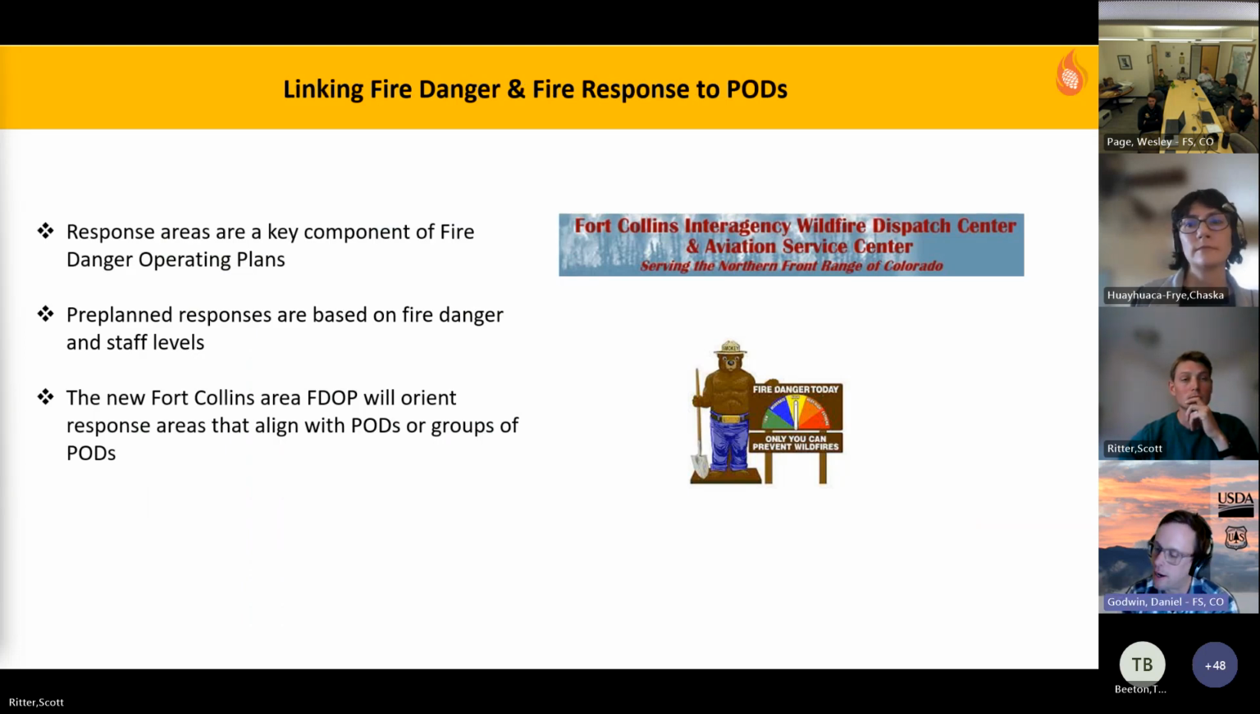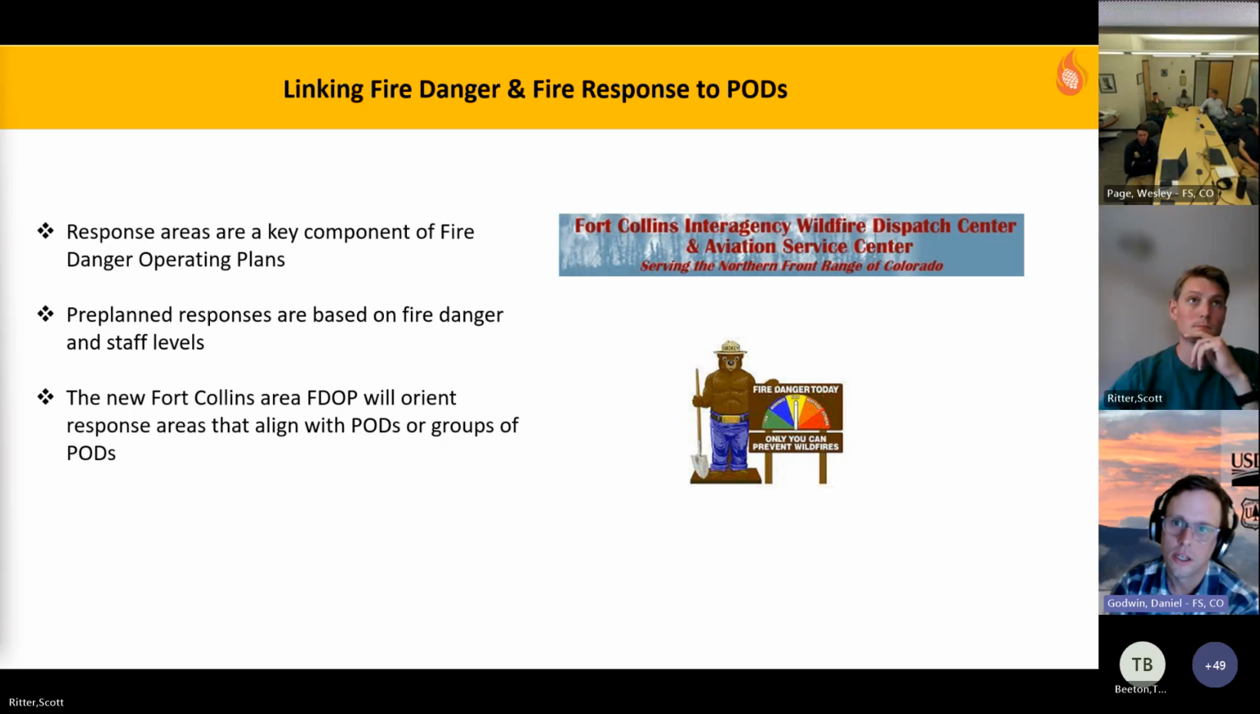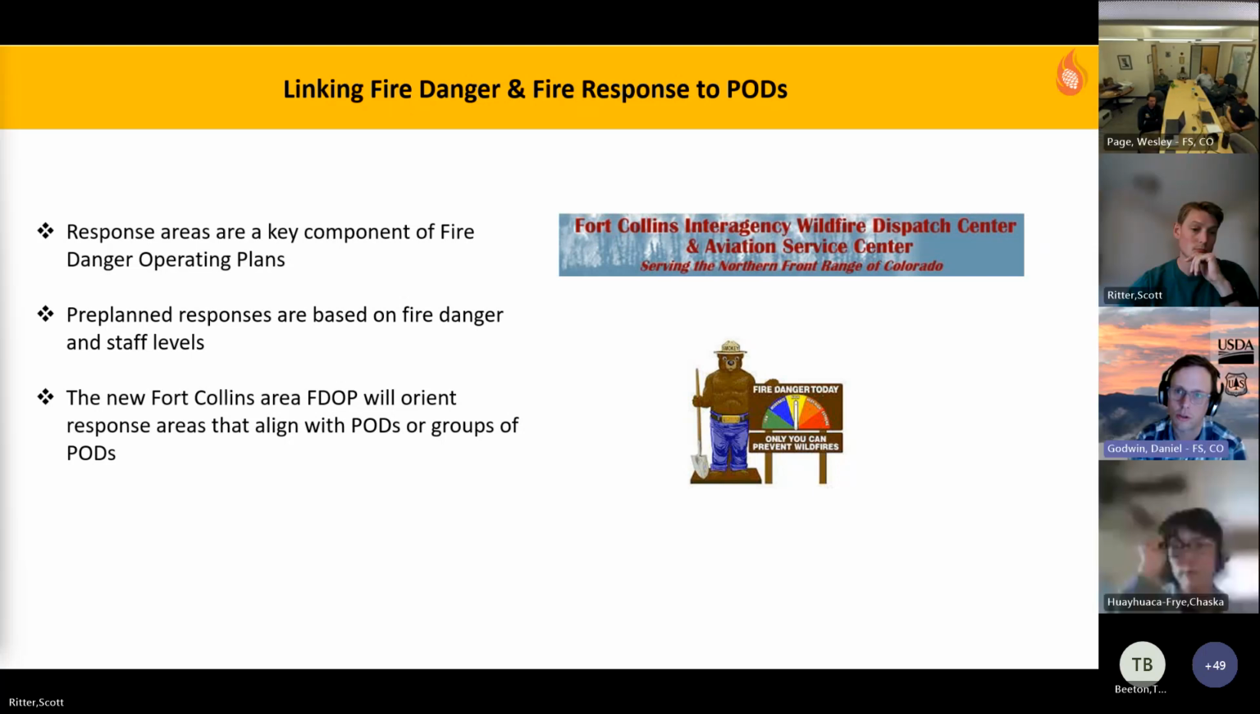There are a lot of other processes going on under the hood at any given forest, right? If you're thinking about Smokey's big burly arm, he's pointing out what the fire danger is on any given day. That's driven by fire danger operating plans, which have a lot of math under the hood, and it's a collaborative process to figure out breakpoints. One of the other things within these plans are response areas, where we've done the process ahead of time to figure out what we want to send under different conditions and different staffing levels. After this series of pod workshops, we'll tie these response areas within the Fort Collins Fire Danger Operating Plan to pod boundaries or clusters of pods. We're trying to stack all of this together so that the pod is a logical unit of analysis for everything we're doing here. Next slide.